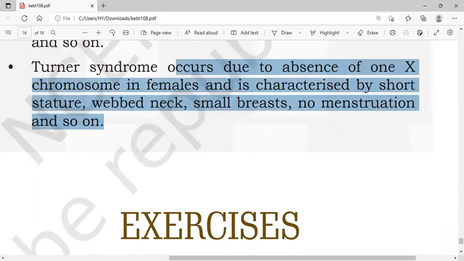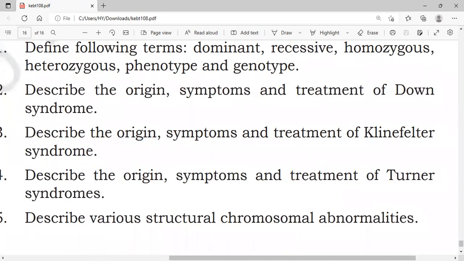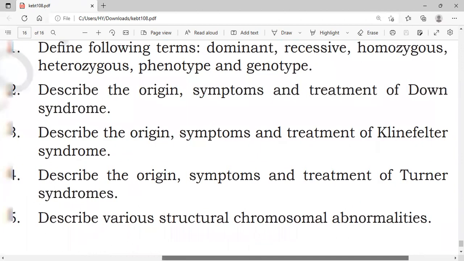The exercise questions are given. You have to answer them from your NCERT. These are very theoretical questions, so you can find the answers from the text given in the NCERT. So with that, I hope this chapter is clear to you.